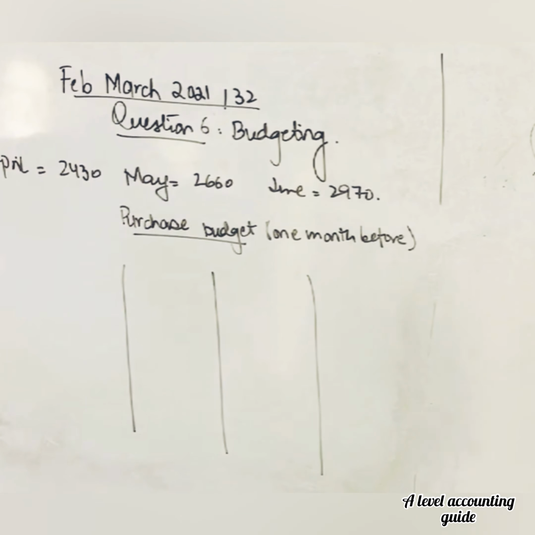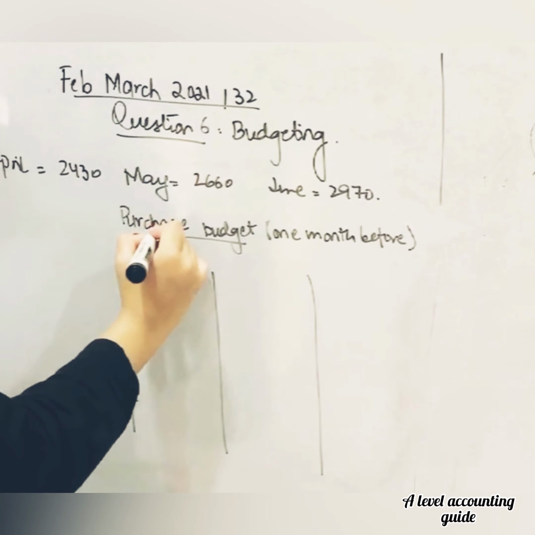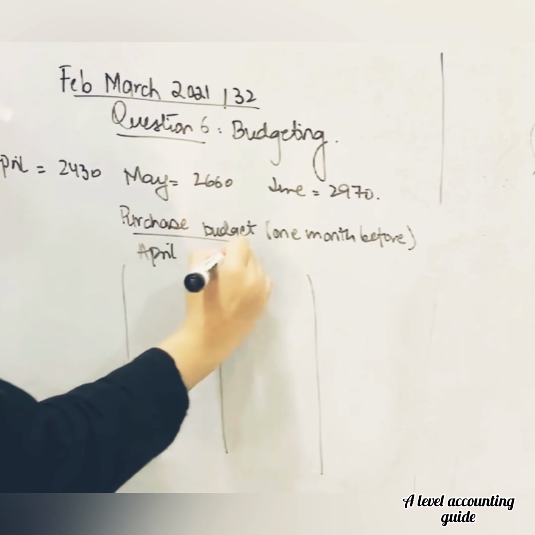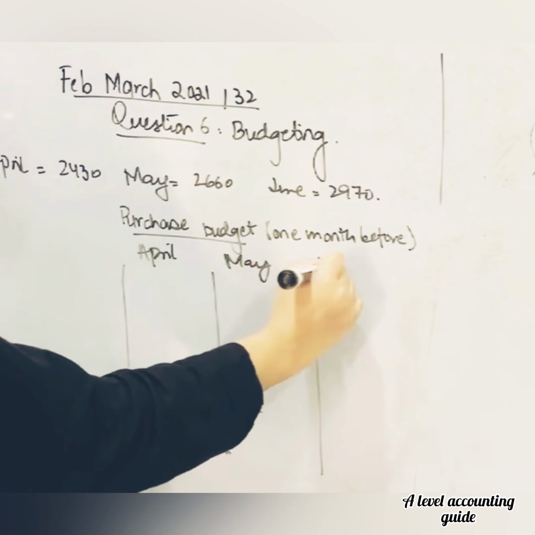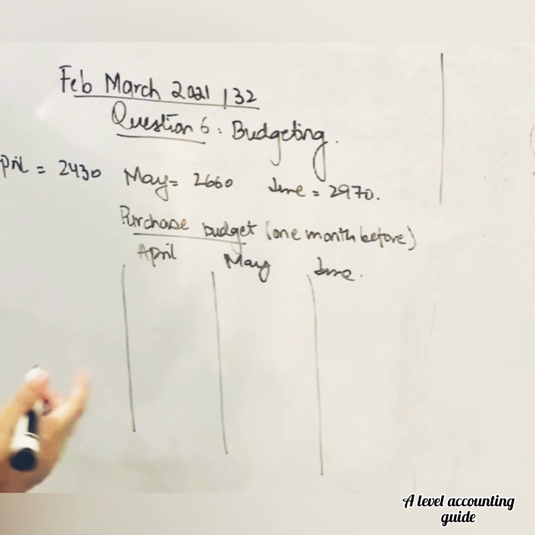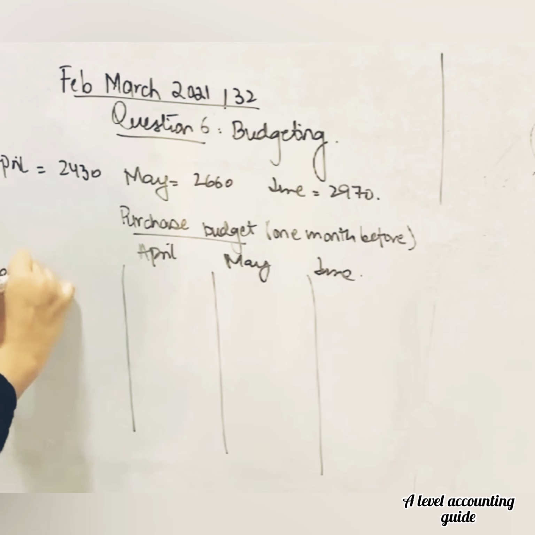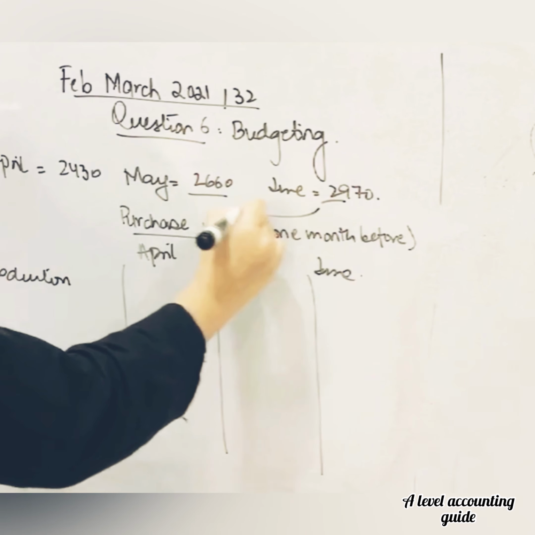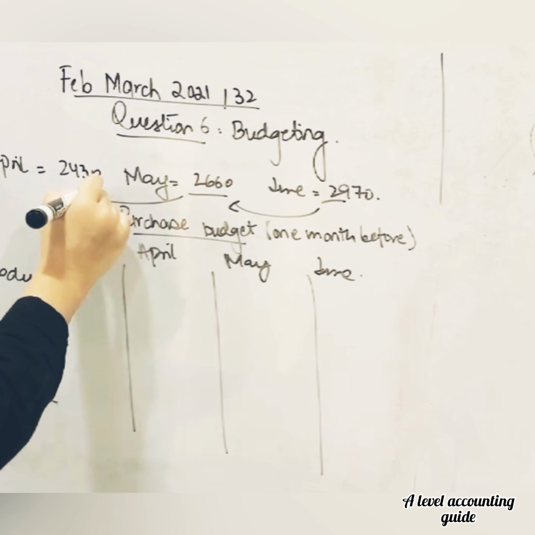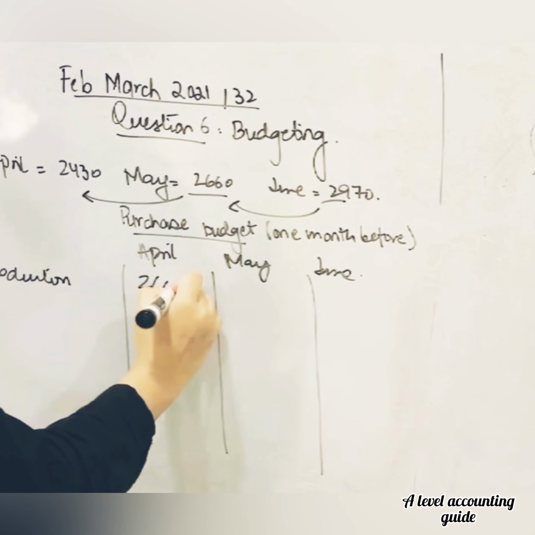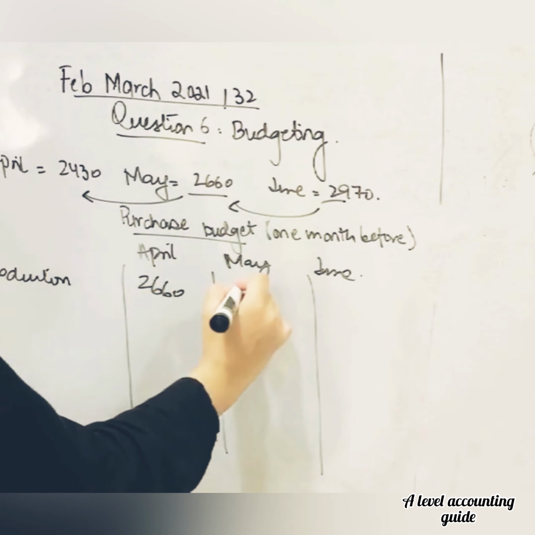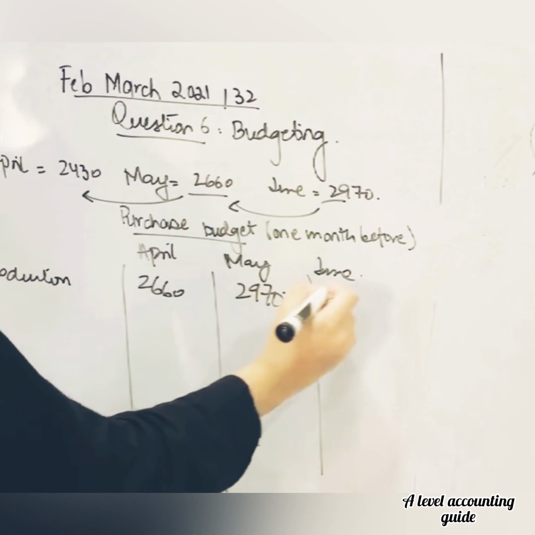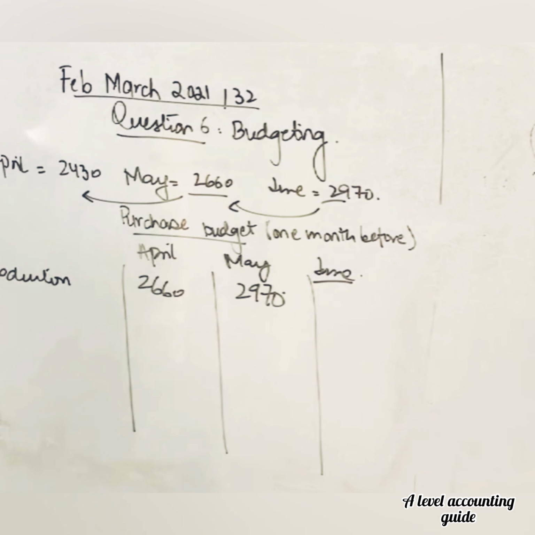For this, we will be using for April, May and June the production budget for 1 month before. So for instance, the starting production units that you have is basically, for April you'll use May, for June you'll use this. So it is going to be moving like this. So 2660 will be here. For May it will be 2970. Now for June we are supposed to calculate that. How will we do so?